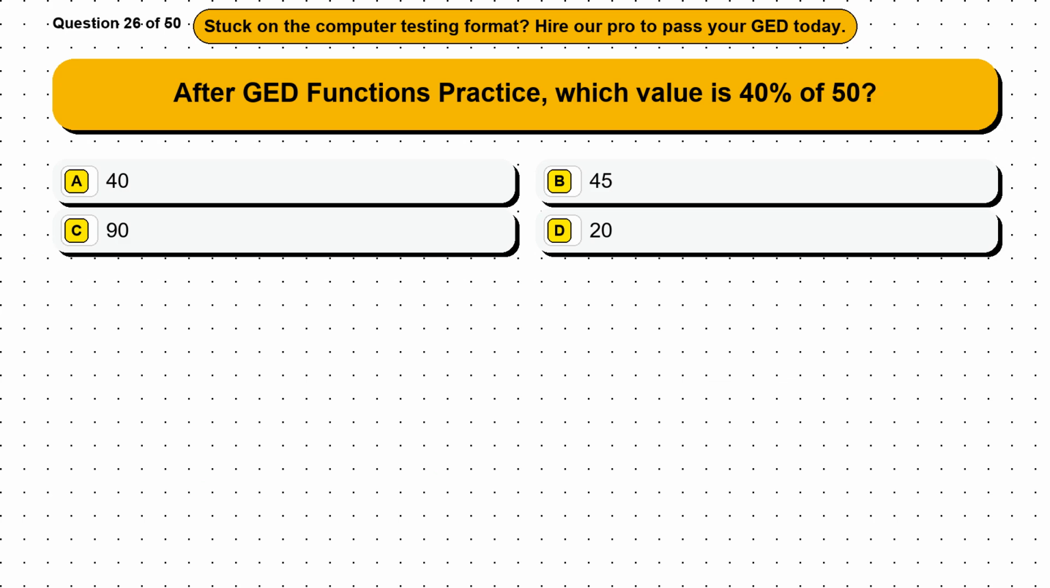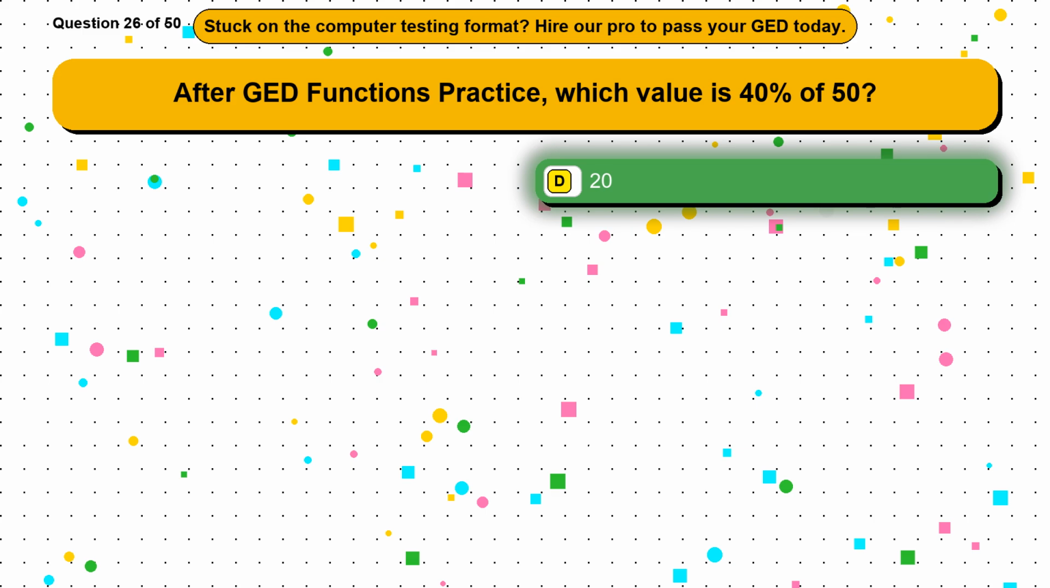Question 26. After GED functions practice, which value is 40% of 50? Option A 40. Option B 45. Option C 90. Option D 20. The correct answer is option D. 20.